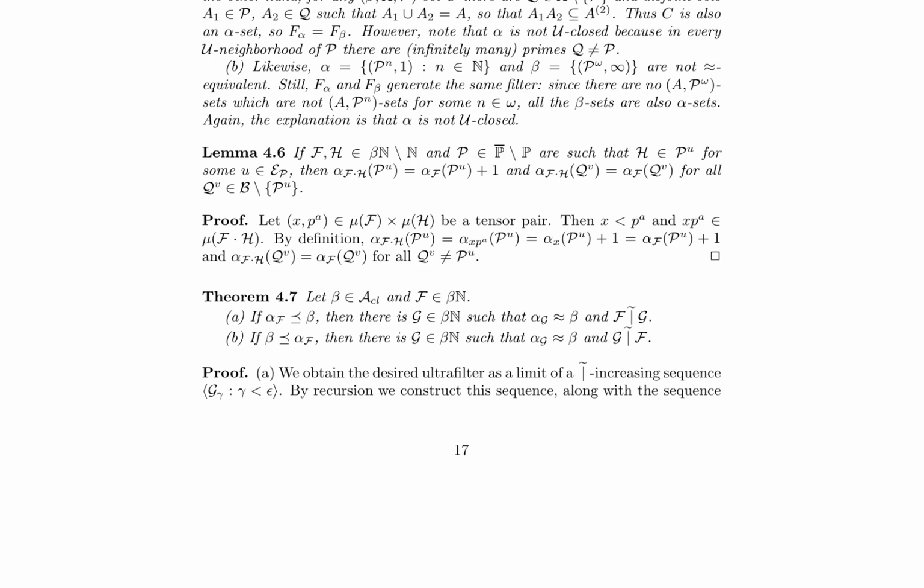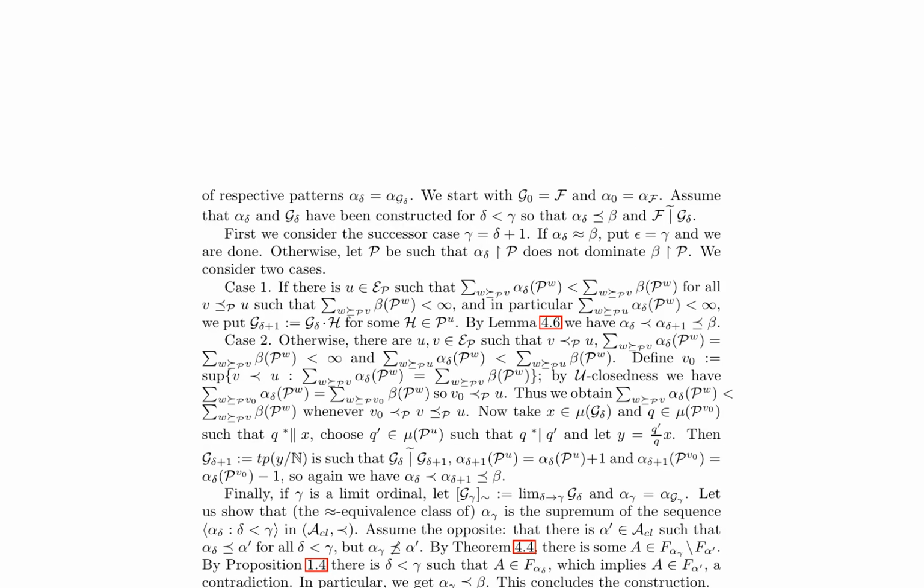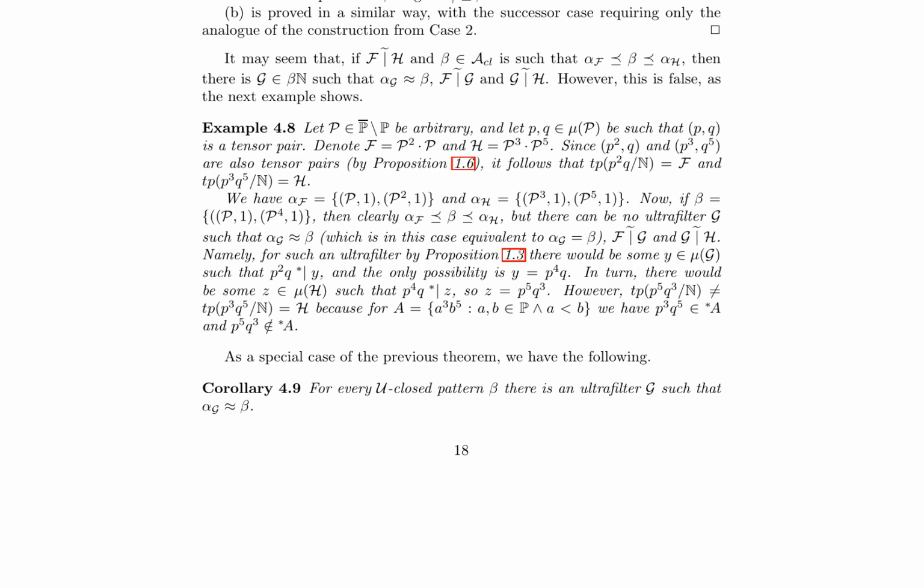Additionally, Lemma 4.6 and Theorem 4.7 are presented, which provide insights into the properties of tensor pairs and the relationships between ultrafilters. The construction of an ultrafilter G with a given U-closed pattern beta involves a step-by-step process starting from an initial pattern F. This process involves refining F iteratively based on the successor and limit ordinal cases. The authors also provide an example illustrating that not all U-closed patterns can be constructed in this manner. Additionally, they present a corollary stating that for every U-closed pattern beta, there exists an ultrafilter G such that alpha G approximately equals beta.